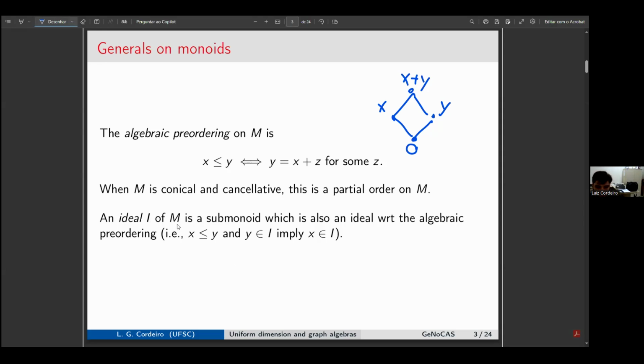And an ideal of M is a submonoid, which is also an ideal with respect to the algebraic preordering.